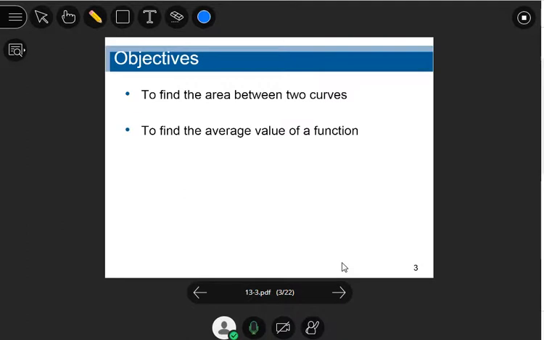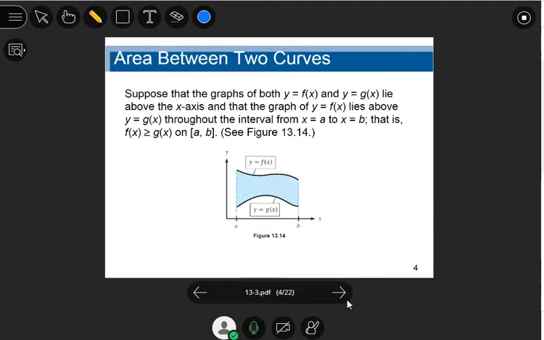Now I am going to discuss area between two curves and average value of a function. The most important one is area between two curves. When we are discussing area between two curves, this picture gives some idea. This is our first curve, y is equal to f(x), and our second curve is y is equal to g(x). We need to find the area between these two curves between a and b.